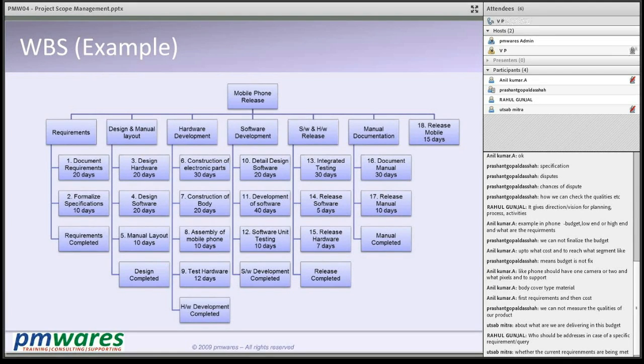Please stop me whenever anything is not clear. Ask questions, type into the chat box or speak out. Don't wait till the end. Okay, this is one sample of a work breakdown structure. I think it is very similar to what is given to you.